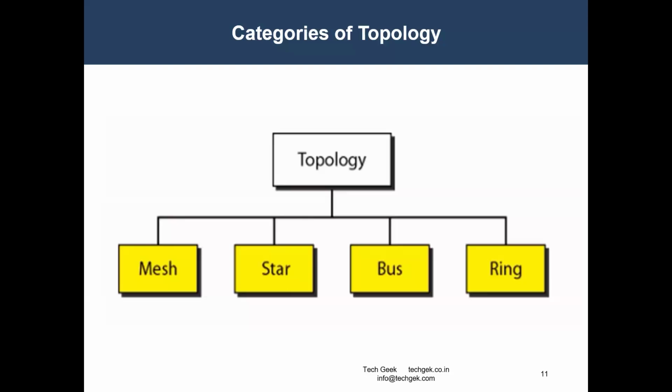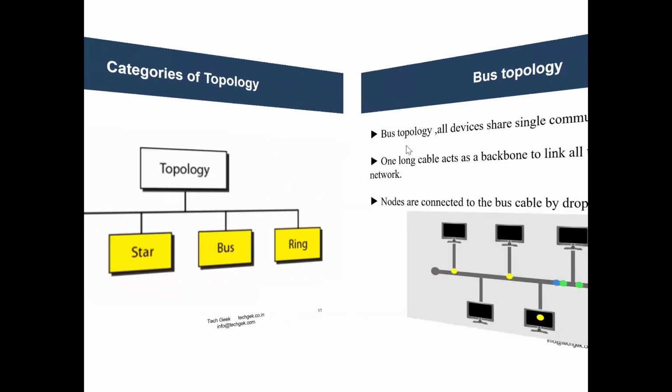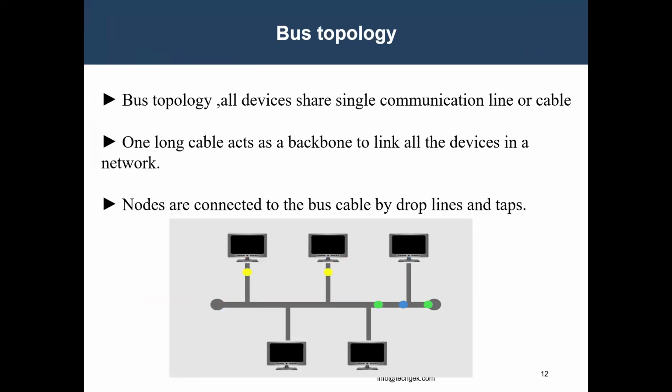Whenever I talk about these topologies, let me start with the bus topology. Now, in bus topology, all the devices share a single communication line, a backbone cable, through which the data is sent. If there is a single point of failure on this cable, the entire connection may be lost. So scalability is poor.